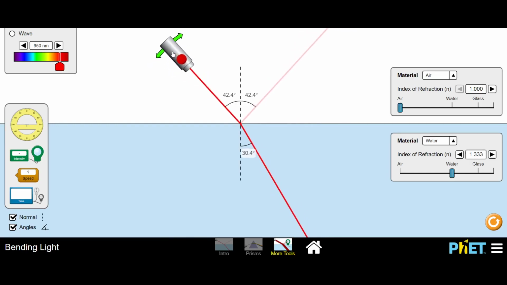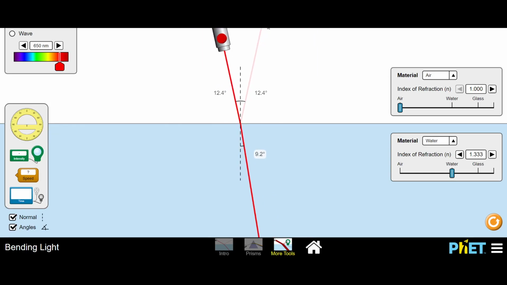Here's a PhET simulation that you've seen many times before. And what I want you to do is focus on this ray over here. This is the reflected ray. Anytime a ray of light hits a new medium, some of the light will reflect. Now, we haven't focused on that at all before. We've only focused on the light that refracts. But what you need to know moving forward is that some of the light reflects.